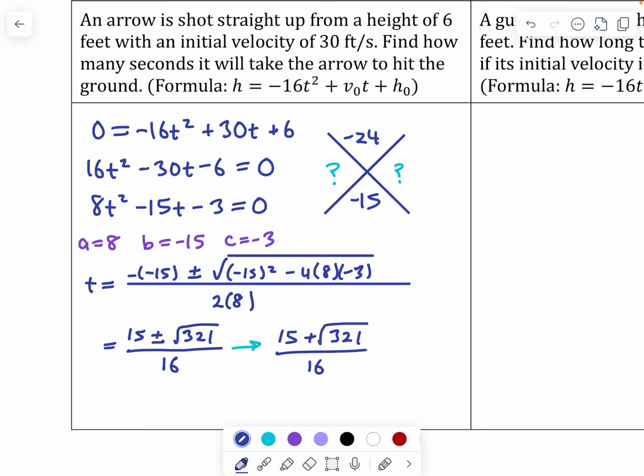And again, this is irrational. Just go ahead, type it into a calculator, and we're going to round our answer. This gives us about 2.05 seconds.